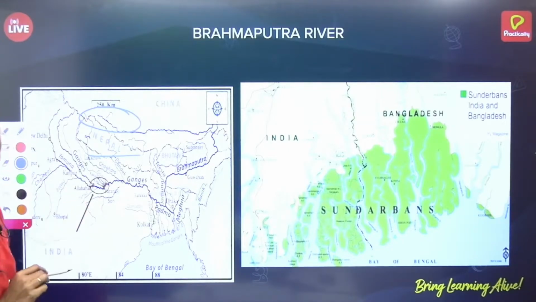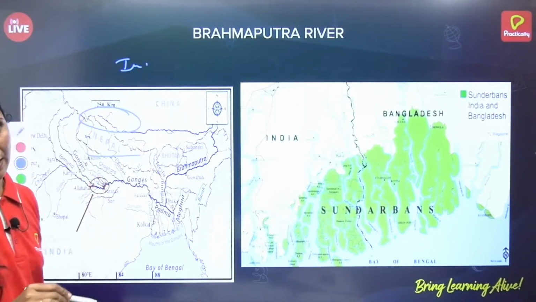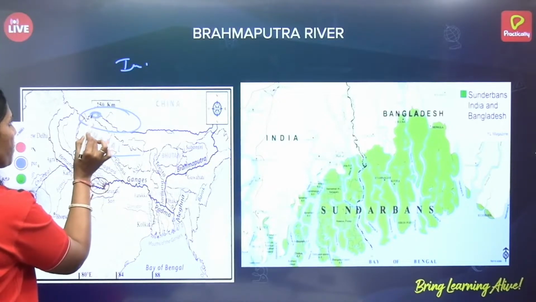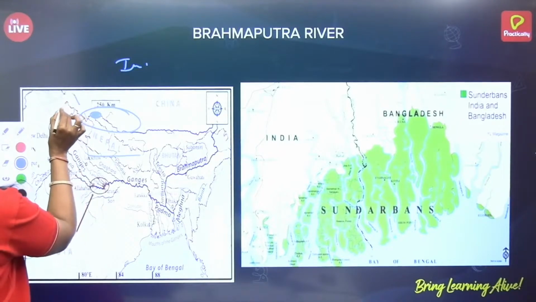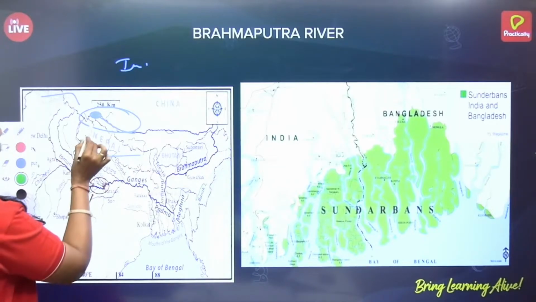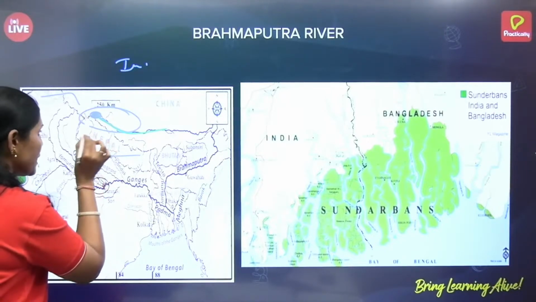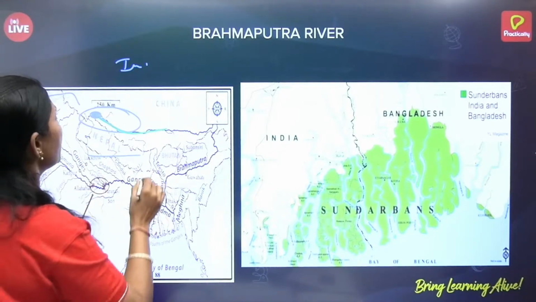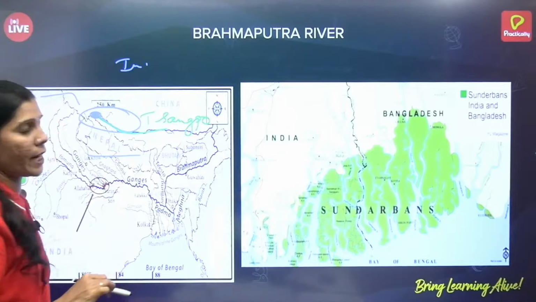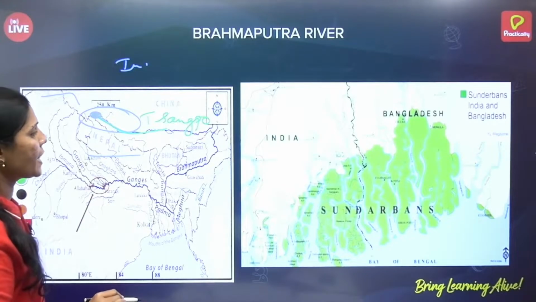See, I already told you that Indus starts from Manasarovar Lake, and in the same way Brahmaputra also starts from Manasarovar Lake. From Manasarovar Lake, Indus flows in the western direction, whereas Brahmaputra flows towards the eastern direction. In Tibet and China, it is called Sangpo river. After entering into India, we call it Brahmaputra.